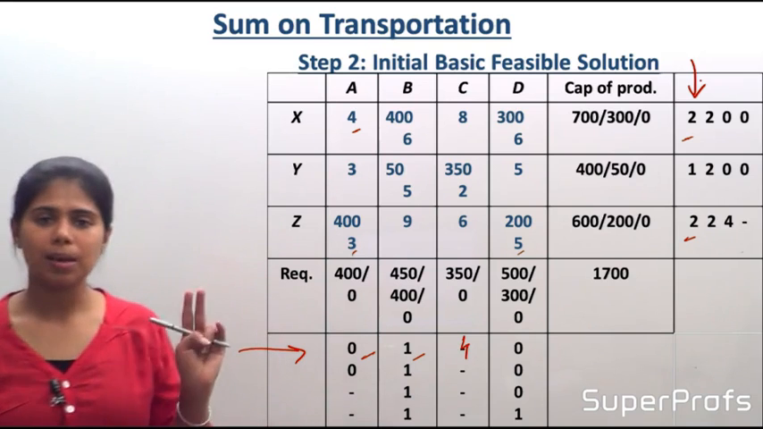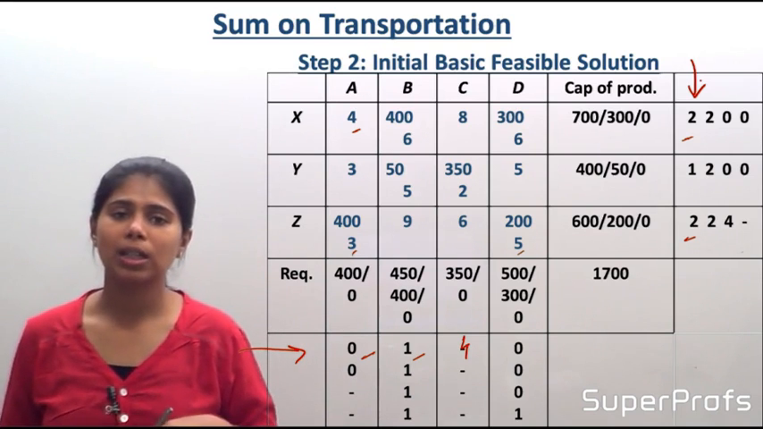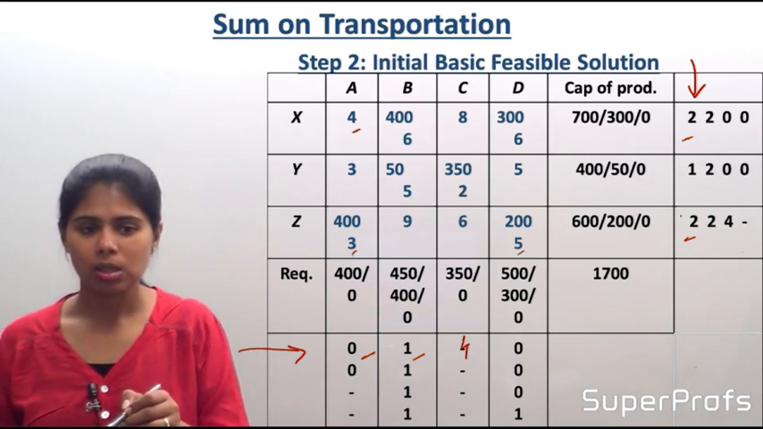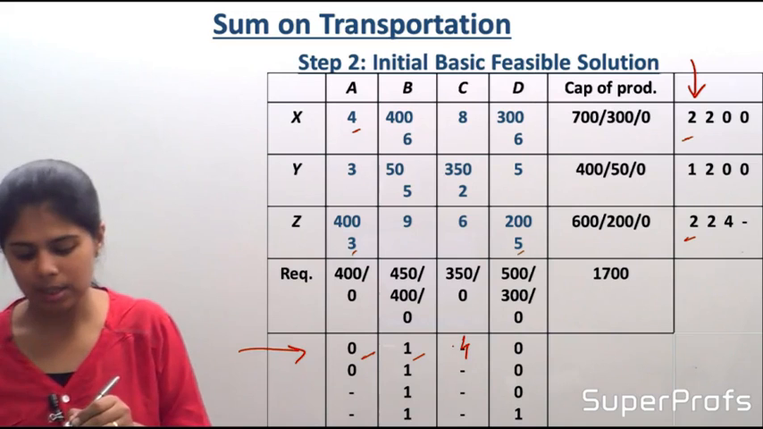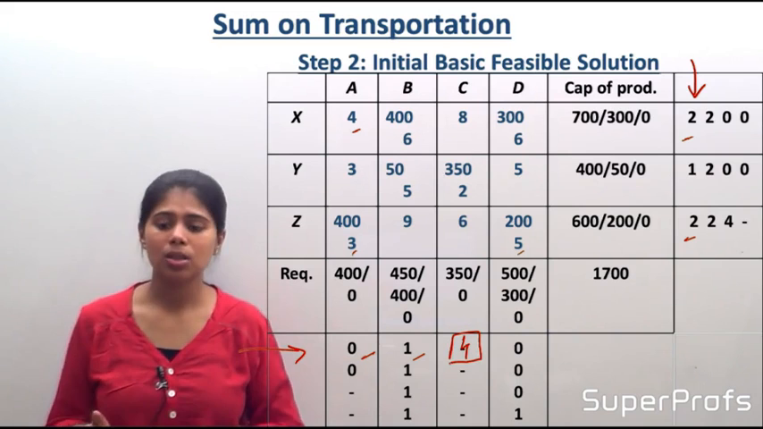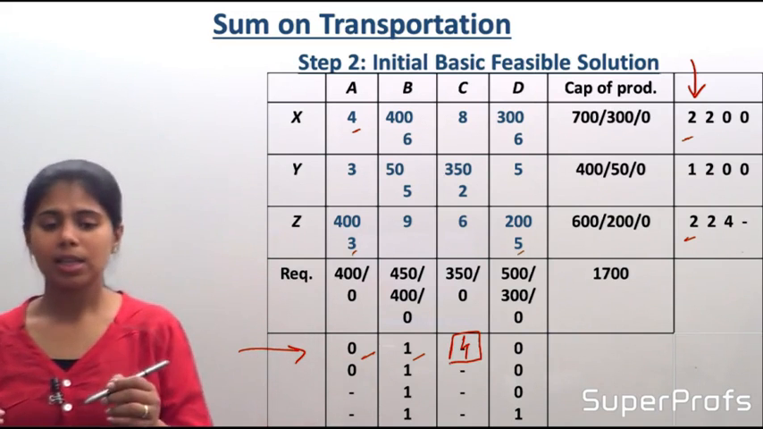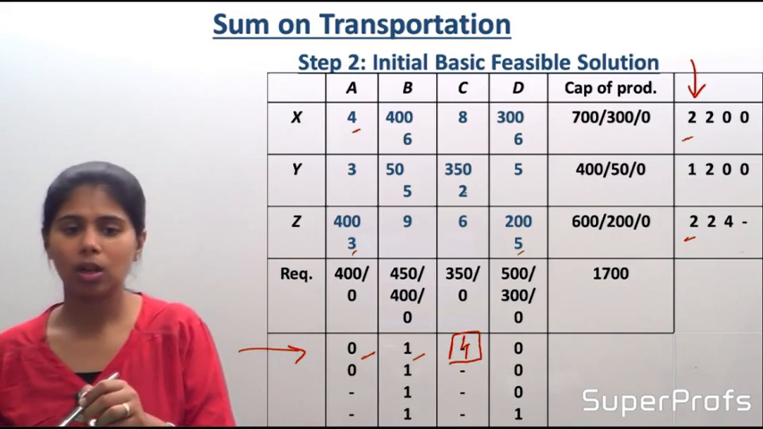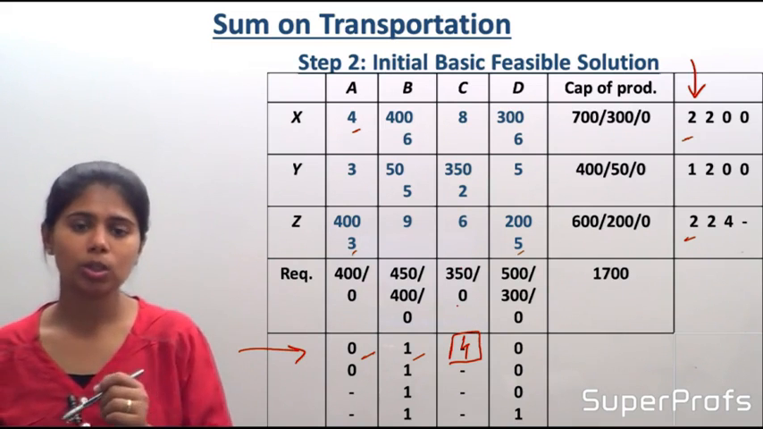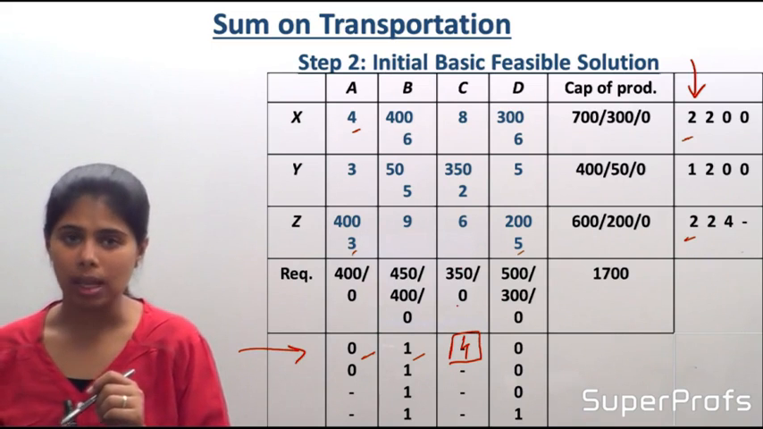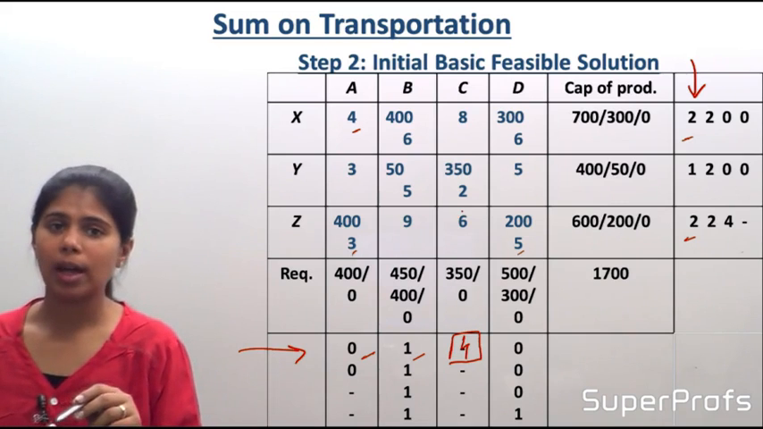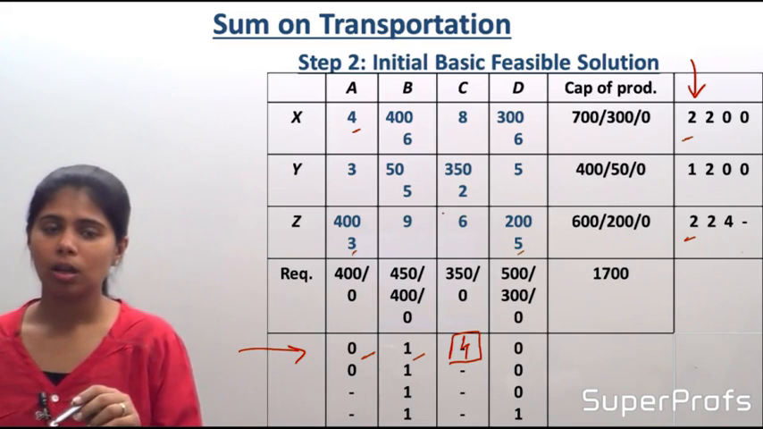Now the second step that I will do is I have to find out the highest difference. So what is the highest difference in these boxes? If you see in the differences, the highest is 4. So I identify this highest difference. The column that I am going to look at is column C. In column C, I am going to identify the lowest cost cell. So what is the lowest cost cell? It is 2.